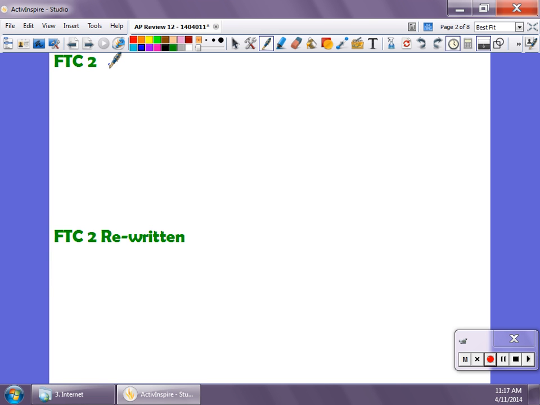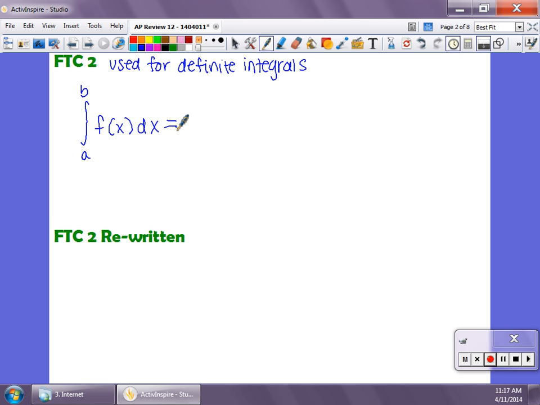So FTC2 is used for definite integrals. Okay, so it's used for all your definite integrals. You don't even think that you're using it. You don't give it a name. But anytime you're asked to find the integral from a to b of a function, you are using FTC2 because that's the actual theorem. The theorem states: find the antiderivative, substitute in b, subtract f of a. So you use that all the time, okay?